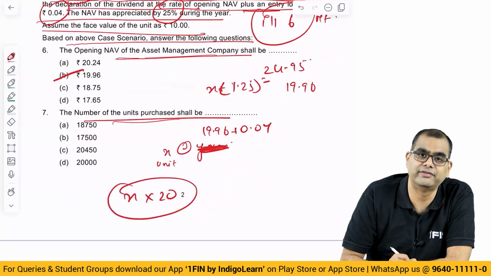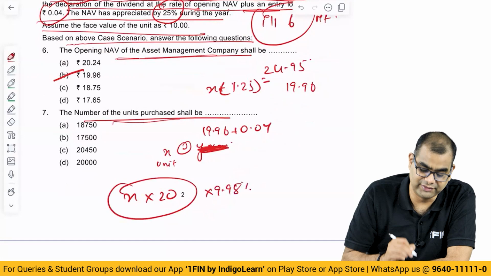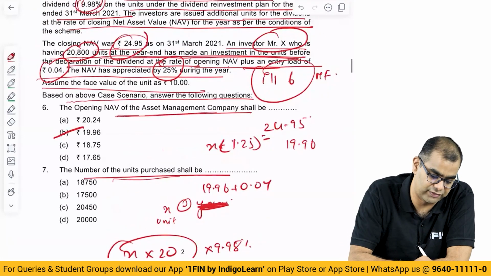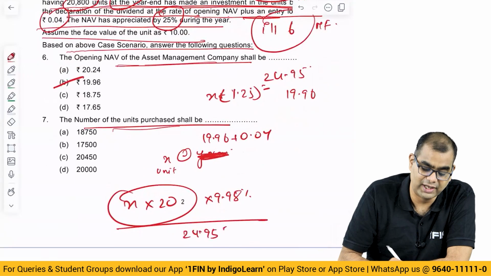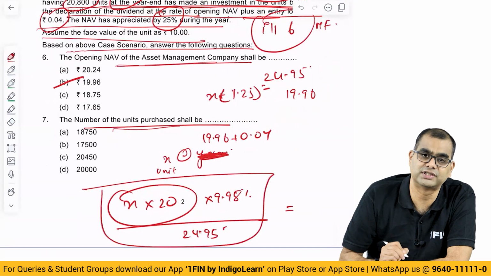On this he got a dividend. How much is the dividend? 9.98%. This dividend, he was allotted units at closing NAV. What is closing NAV? 24.95. And his closing units is what? So this gives you the number of units that are allotted.